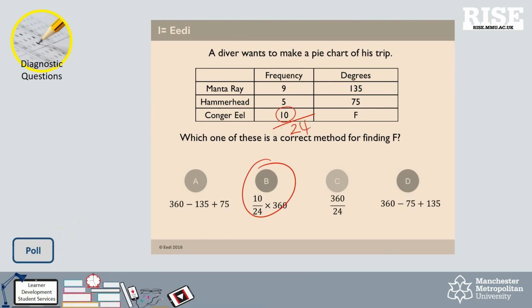That's come to the end of our pie chart section then. We've had a look at interpreting pie charts and also the basics of drawing them. Try the supplementary resources on the Moodle page or the RISE programme to further practice this skill.